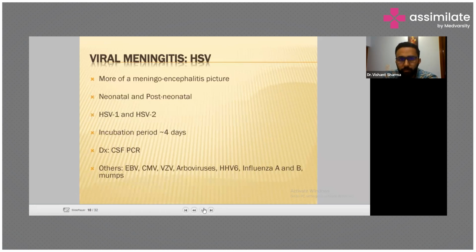While HSV gives more of a meningoencephalitic picture, and it can be neonatal and post-neonatal, types HSV 1 and 2. The incubation period is 4 days. As I told, CSF PCR is the diagnostic.